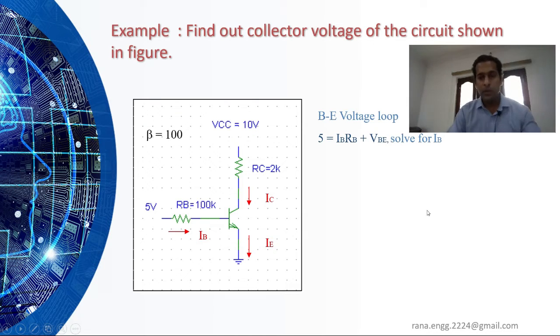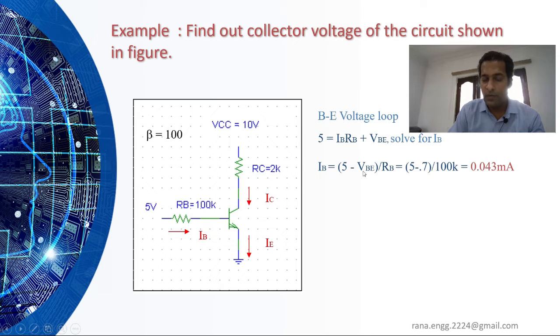So now let us solve for IB. So what will be IB equal to? IB will be equal to phi minus VBE by RB. We know we have supply voltage phi. VBE is not given here, so we will take the potential barrier value. For silicon it is 0.7. So it is phi minus 0.7 by the resistance, which is 100. So IB is 0.043. This is our base current.